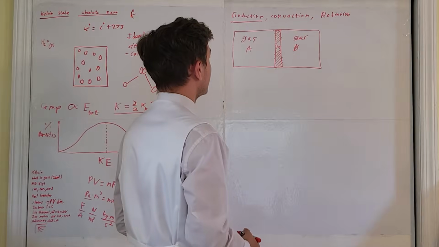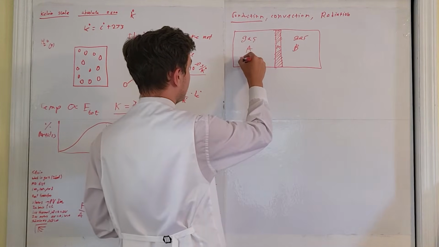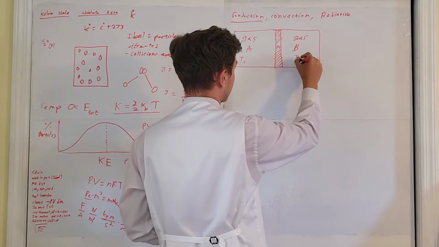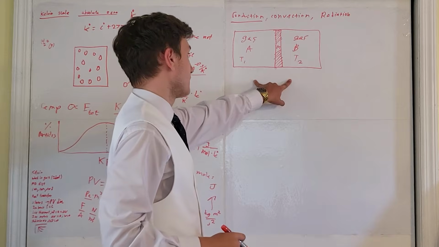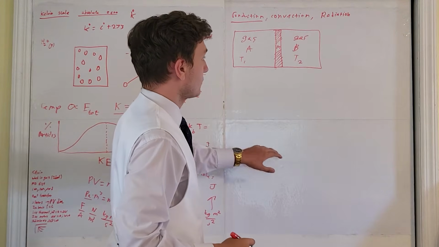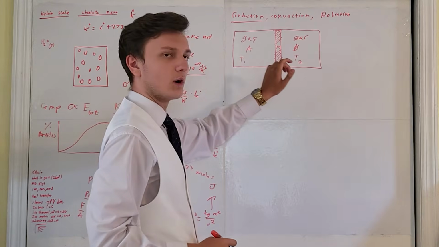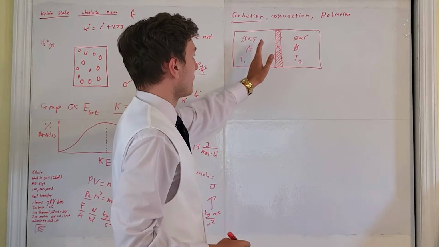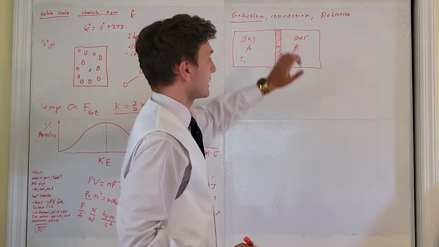If gas A is at temperature T sub 1, and gas B is at temperature T sub 2, and these temperatures are different from each other, then heat will flow from the hotter side to the colder side. Let's assume T1 is hotter. Heat will flow from gas A into the metal, and from the metal to gas B.